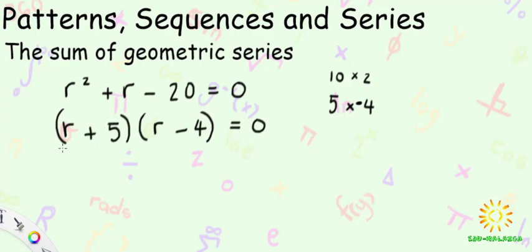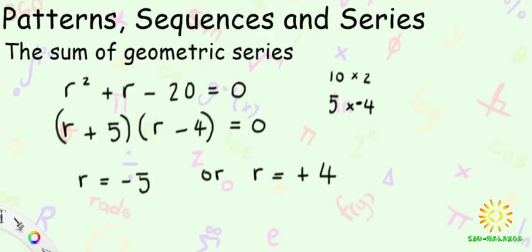So the two solutions that we have then are that r is equal to negative 5, because to get this expression to equal 0, you must say negative 5 plus 5, that gives you a 0, or that r is equal to positive 4. I hope you understand. And these are the two solutions that we have for r.